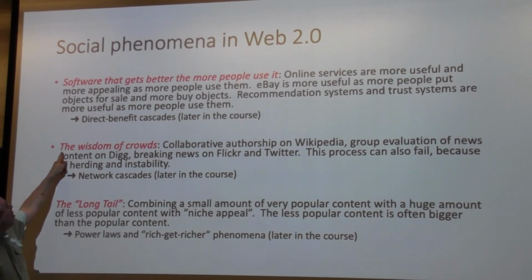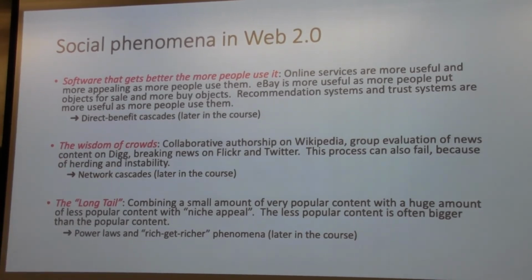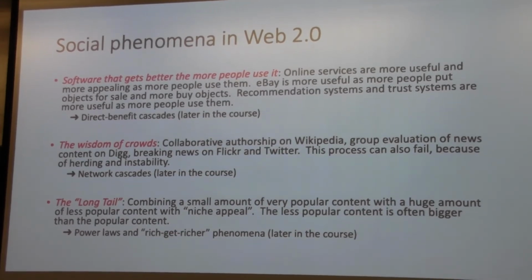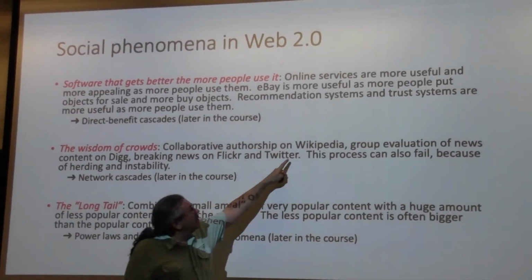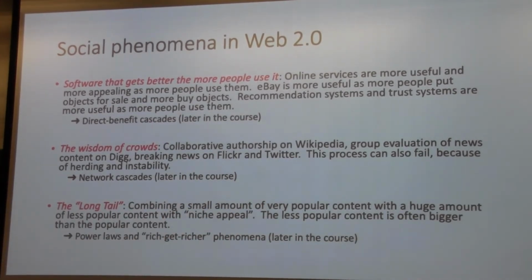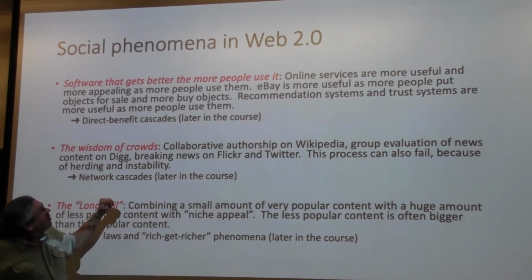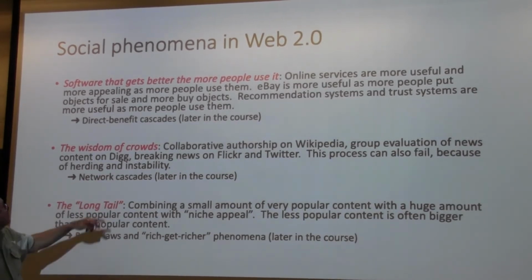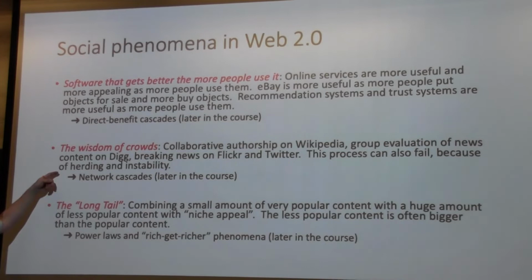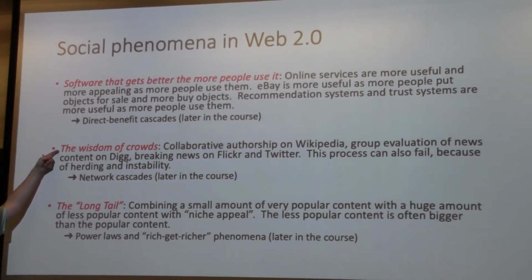Another thing is called the wisdom of crowds. If you have many people working together in a smart way, they can be much better than just one person. Wikipedia has collaborative authorship, and the experts are correcting each other's mistakes. That means the quality is very good, okay? Breaking news, news content on Digg, which maybe still exists, I don't know. But it might fail. This is not always true.